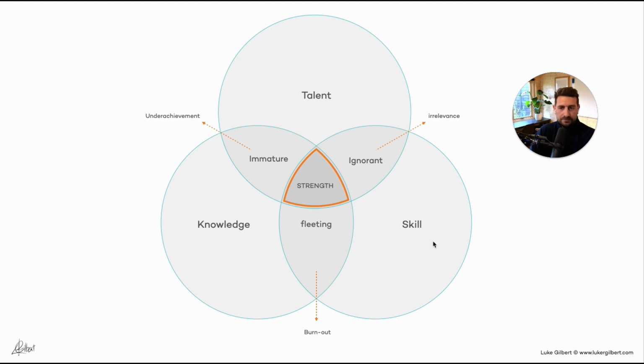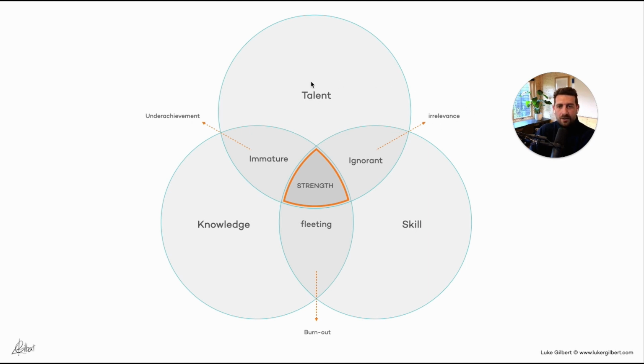Let's remove skill. Well, if you've got natural talent and you've got knowledge, but you haven't applied it and you haven't gained skill, well, then it's immature and underachievement, right? And that's obvious, right? You've got natural talent. Okay, you've got a lot of knowledge, but you haven't applied the skill, the 10,000 hours, as they say. Well, then it's going to be immature. Now, let's take away knowledge. You've got some skill, you've got the talent, but you're not playing by the rules. You haven't actually gained the knowledge that is so important. Well, then you're ignorant, right? And it leads to irrelevancy.